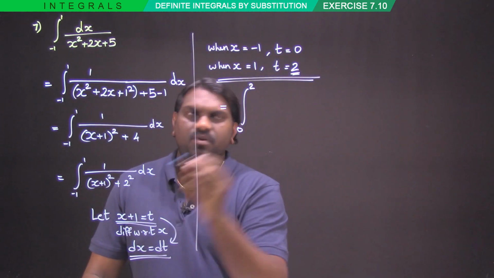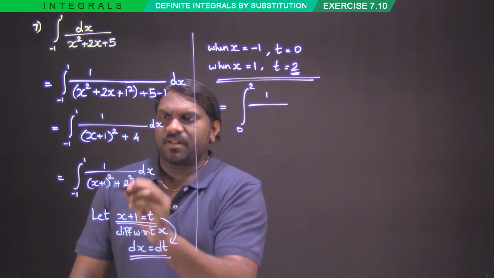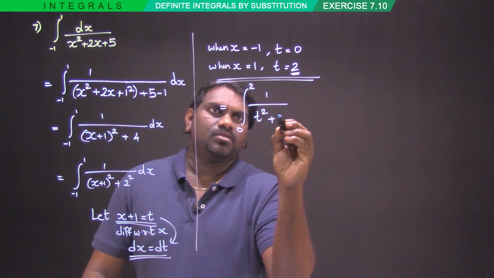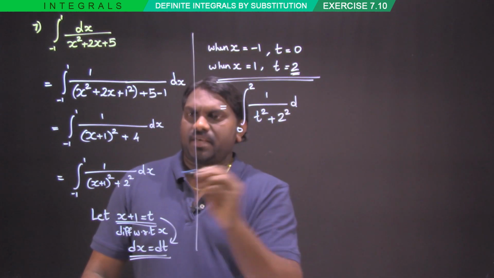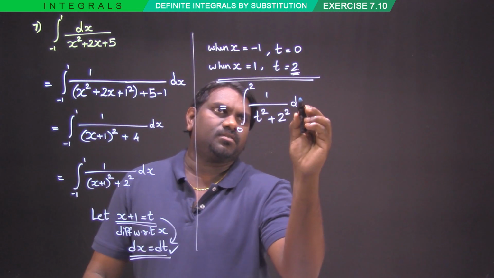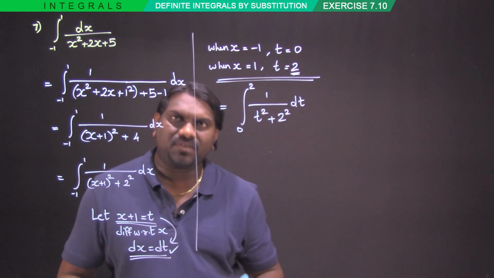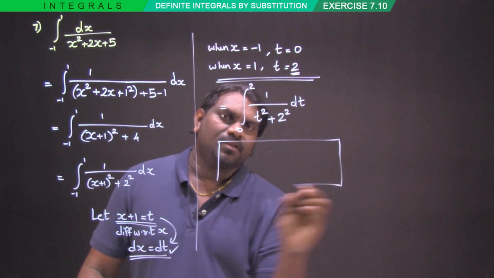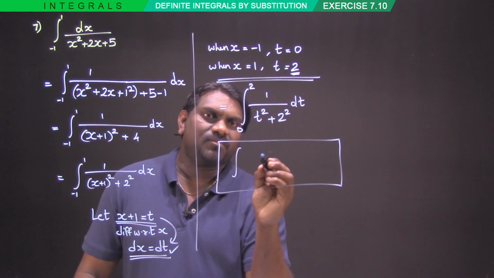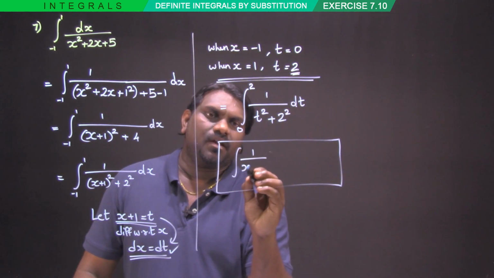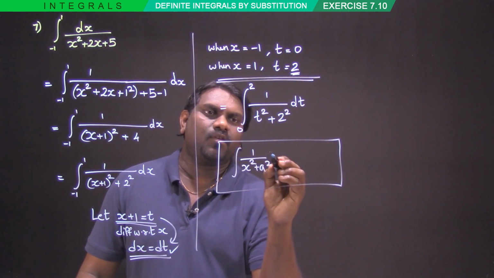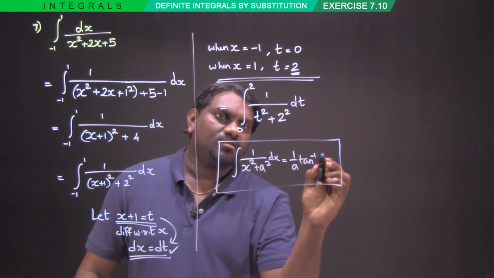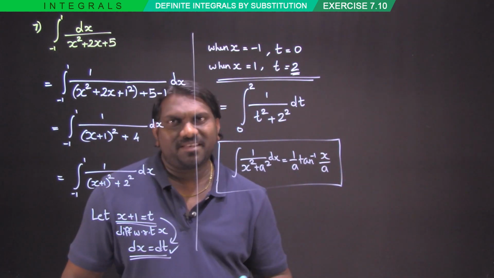And then you have 1 by t square plus 2 square dt. So everything is in terms of t. Now just simply go ahead and integrate. But as you know, this one looks like something which we know: 1 by x square plus a square, and the formula is 1 by a tan inverse x by a, right.